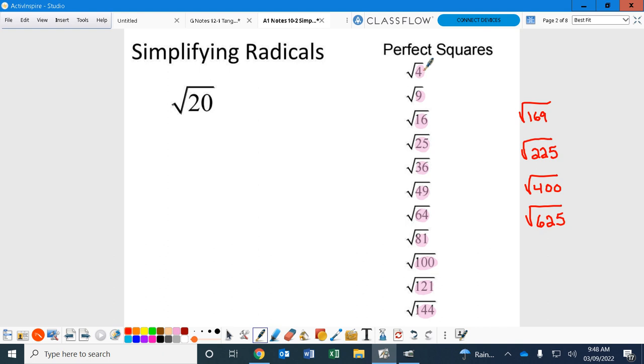Guys, this is just a list of the numbers that are squared, that have perfect squares, that when you take the square root of them, give you a whole number. The square root of 4 is 2. Square root of 9 is 3. Square root of 16 is 4, etc., etc. 5, 6, 7, 8, 9, 10, 11, 12. Guys, what's the square root of 169? 13. What about 225? 15. 400? 20. Anybody know 625? 25. These are all important perfect squares. You're going to need these in order to break something down into what we call simplified radicals.